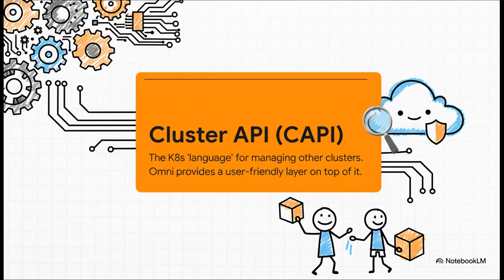So what's happening under the hood? It's all being powered by a standard called the Cluster API, or CAPI for short. Now, CAPI itself can be a real beast to work with directly. But what's great is that Omni acts like a friendly user interface on top of it. It does all the complicated CAPI stuff for you, so you don't have to.